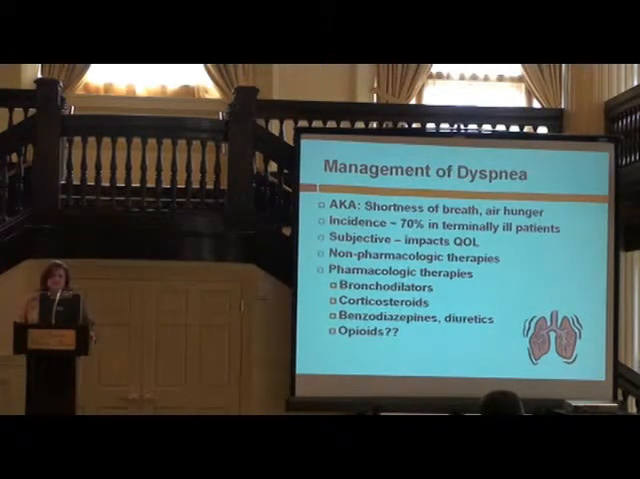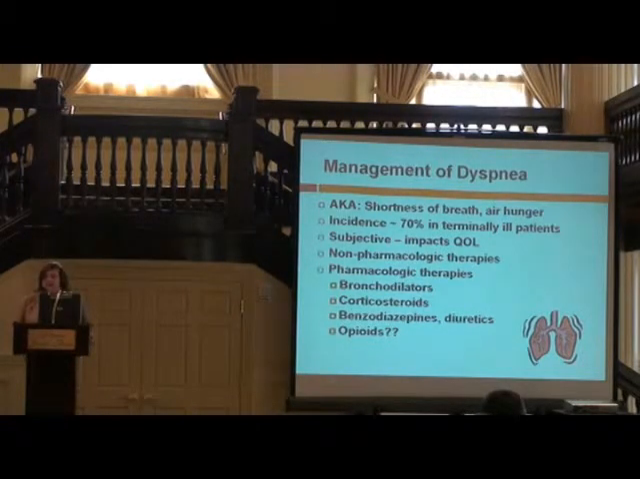The next symptom that we see quite frequently in the inpatient hospice setting, even outpatient settings, is dyspnea. This has also been known as air hunger, and you see this in about 70% of terminally ill patients. It's a subjective finding, just like pain is, but can impact quality of life quite significantly.